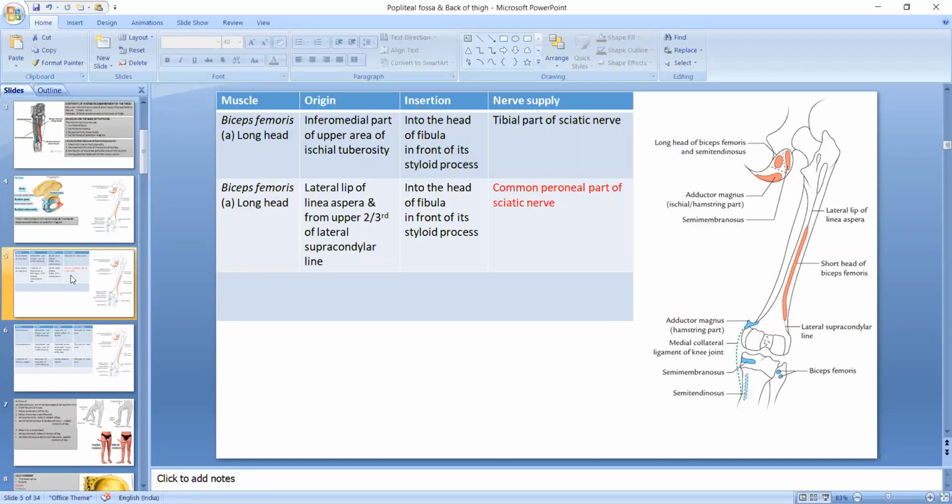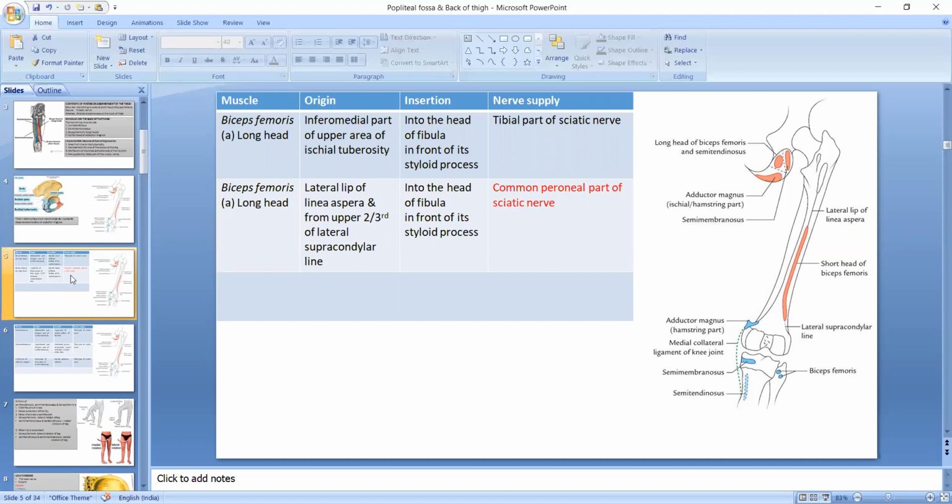The main action is flexion at the knee, extension of the thigh at the hip, and lateral rotation at the hip and knee. Innervation: what will be the supply here? The long head is supplied by the tibial part of the sciatic nerve, whereas the short head is supplied by the common fibular part of the sciatic nerve.